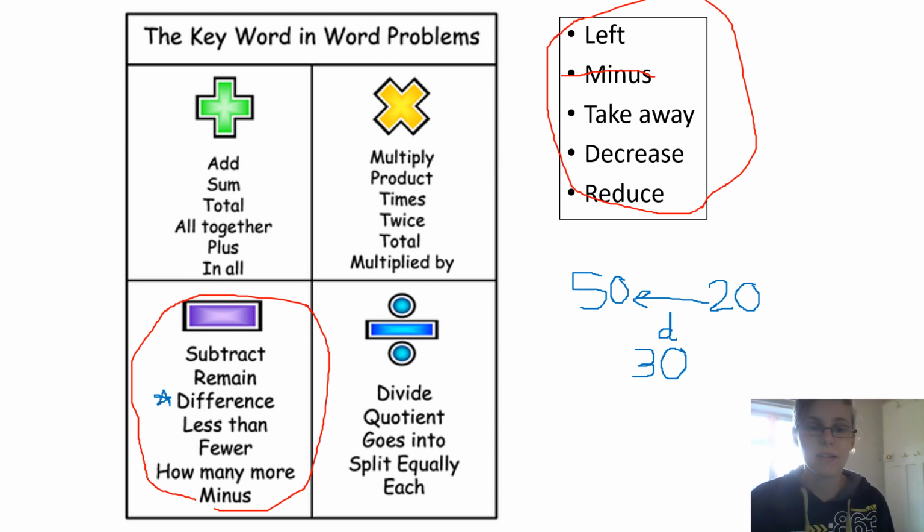Less than, fewer, and how many more. How many more is one that sounds a bit like it's trying to trick you out. It's not. It just means that sometimes it's easier to take away to see how many more are going to be left. So if someone says, I've got 60 of these things, I've taken away this one, how many more do I need to get to this number? Then you're going to have to take them all away from the big main number to work out how many more they need. Okay, so that's why they say it in that context.